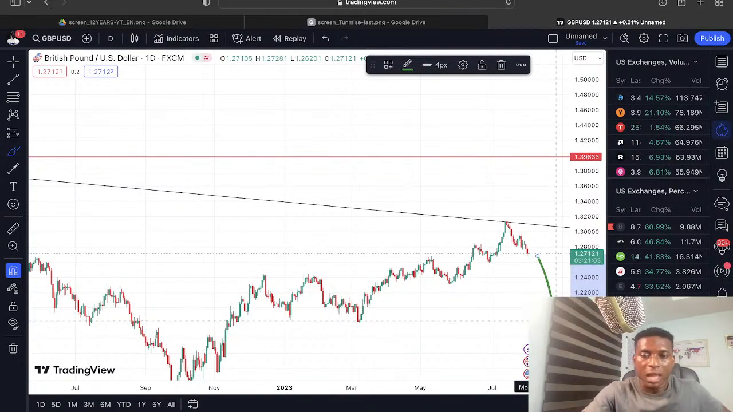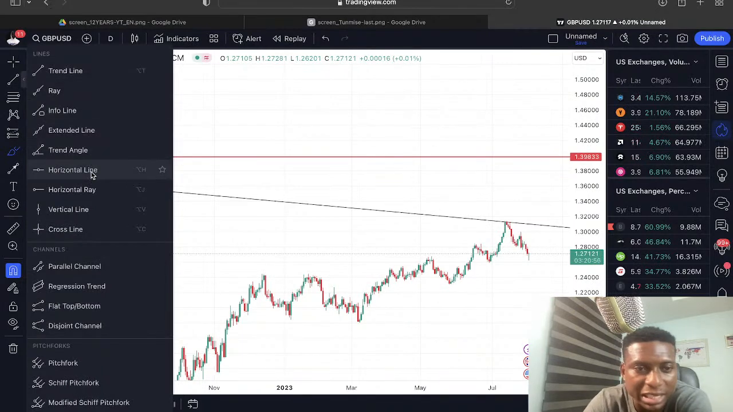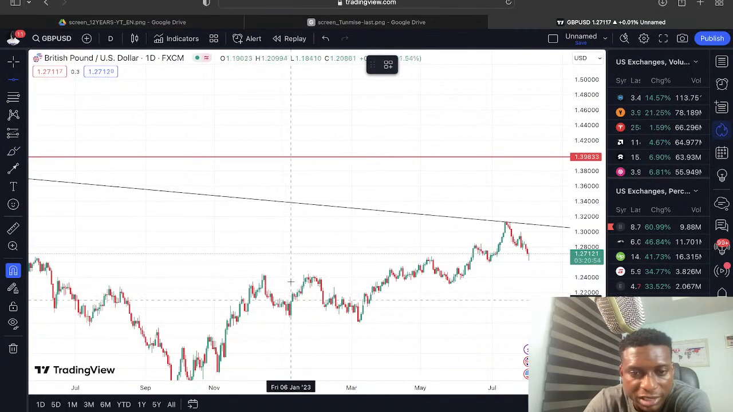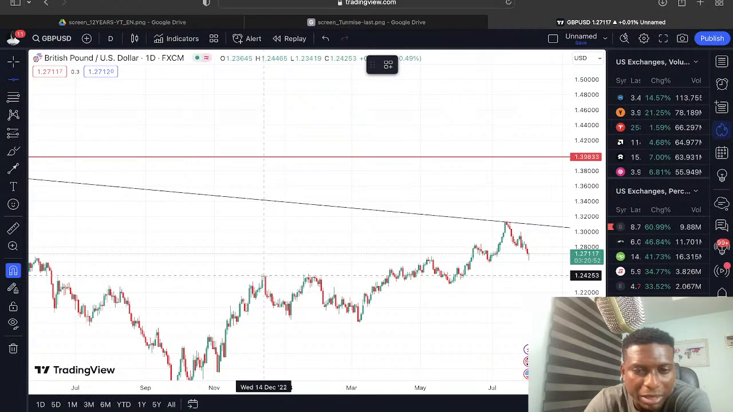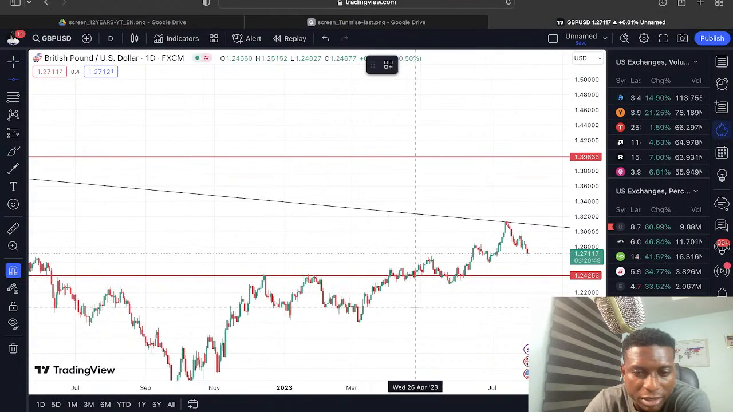So the next, if you look into this very well, you will see that there are minor support and resistance zones.